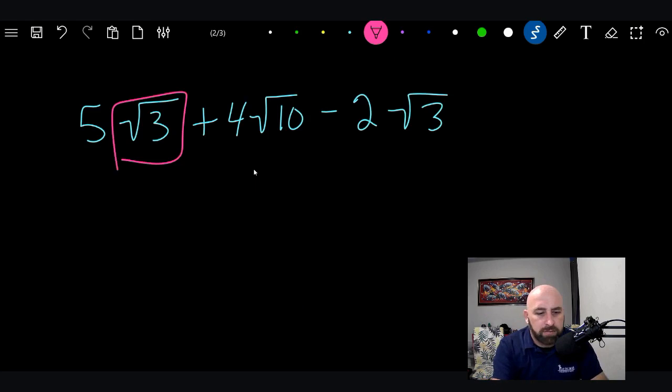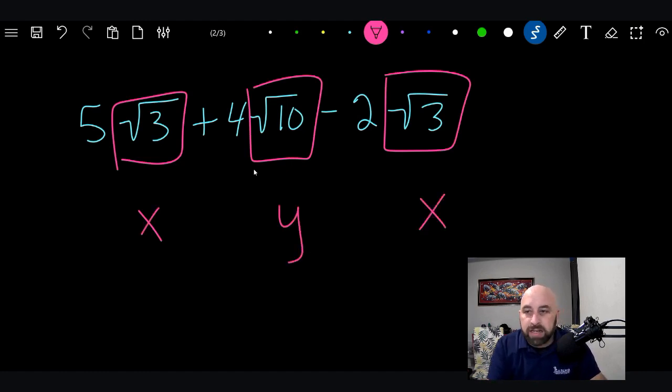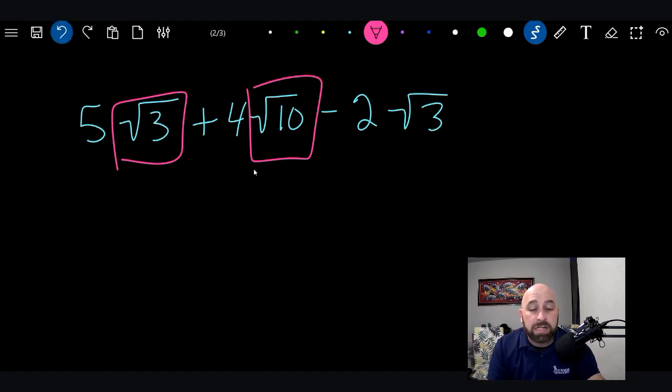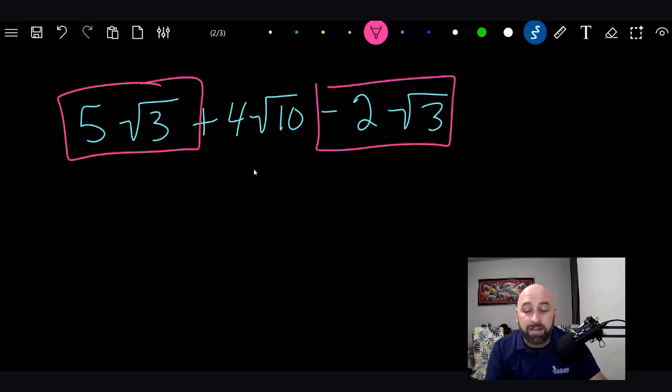All right, next. Well, what's going on here? I have several different things. Here's what's going on here. That's the x, that's the y, and that's the x. Okay, treat them like they're variables. Pretend they're variables. And so what can we do? In this one, we can only add the 5 square root of 3 with the minus 2 square root of 3. We can't do anything with this one. That one's just going to stay the same.